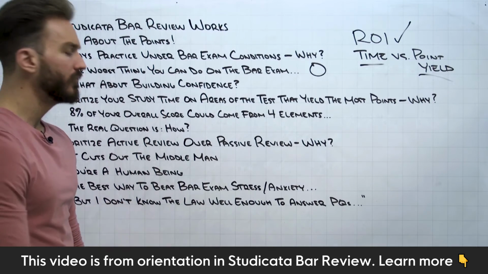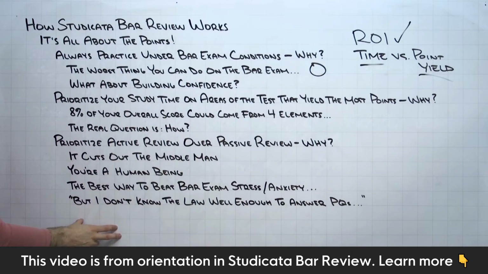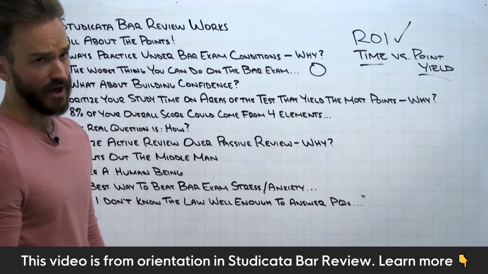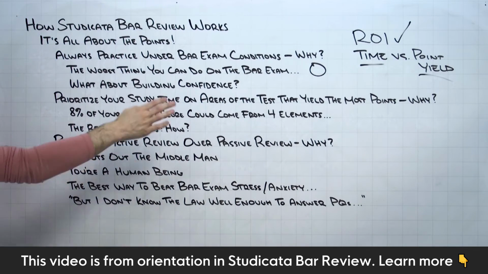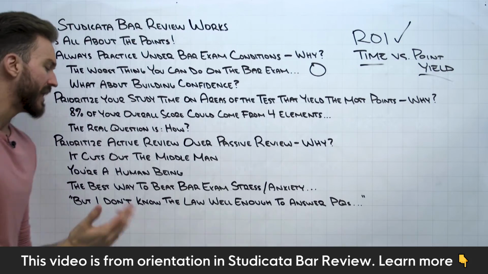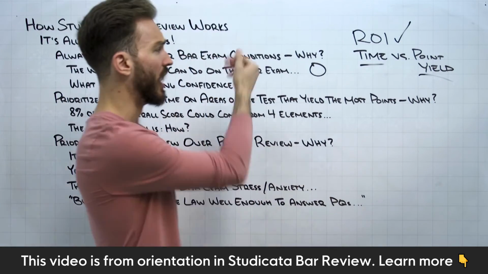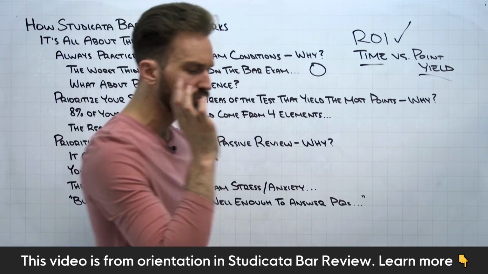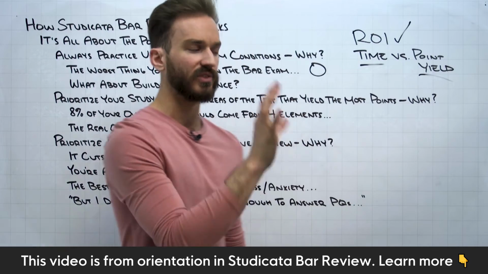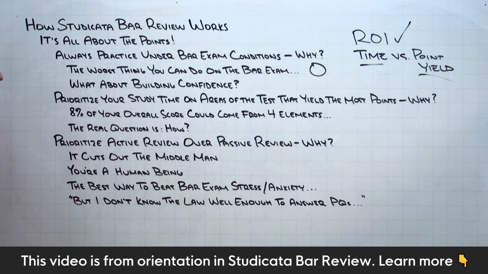Right, so the last thing I'll leave it on here is the big objection. Because I've been doing this for a long time, I know what a lot of you are thinking right now. There's a huge objection to prioritizing active review over passive review, and that is, but Michael, I don't know the law well enough to sit down and answer practice questions under bar exam conditions, right? I need to watch some lectures, or I need to go through your outline. I need to do this, I need to do that before I can actually sit down and answer practice questions.